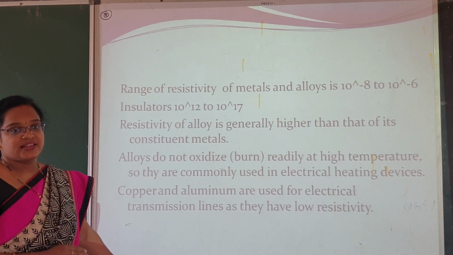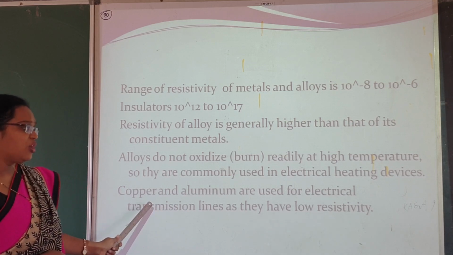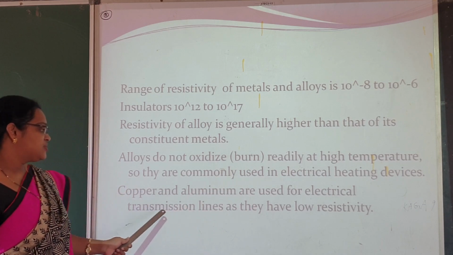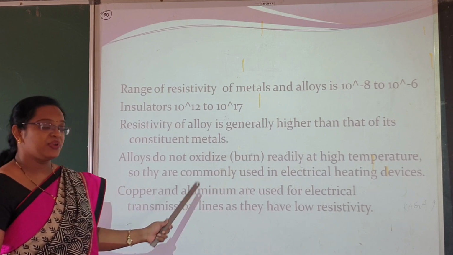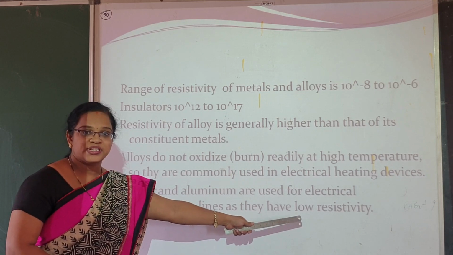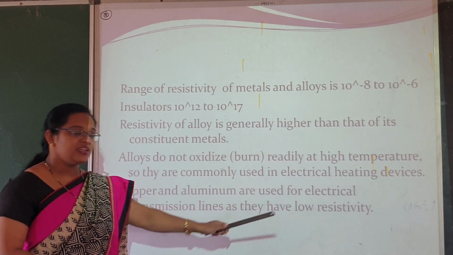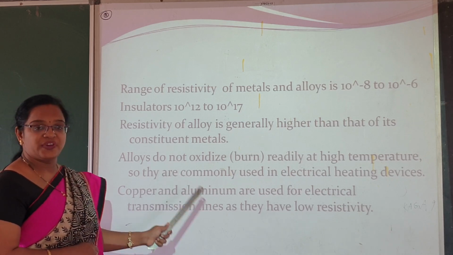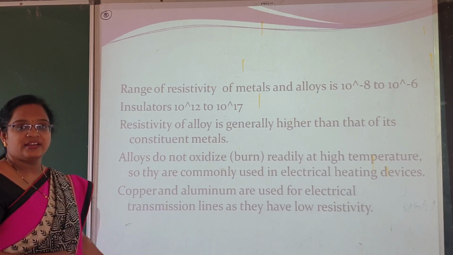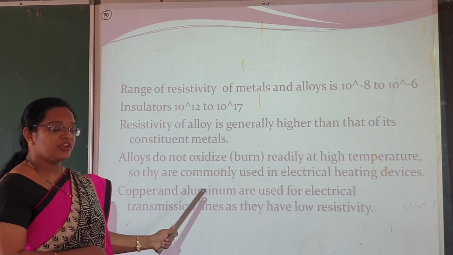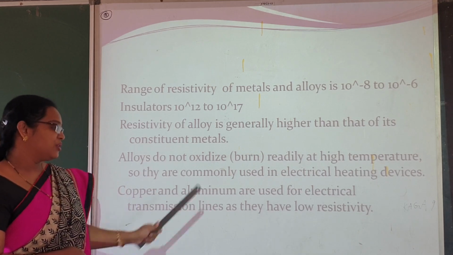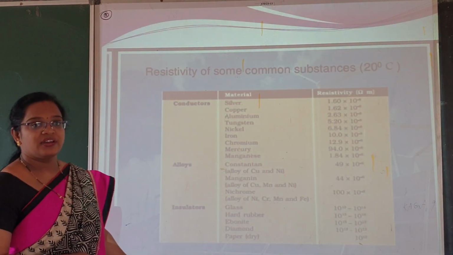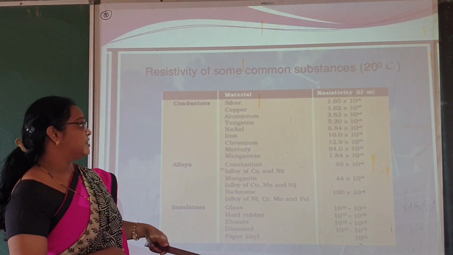Copper and aluminium are the best conductors used for electrical transmission lines because they have low resistivity. If the resistivity is low, the electrons move freely and constitute electric current. So that's why copper and aluminium are used as good conductors. So this is the resistivity of different materials.